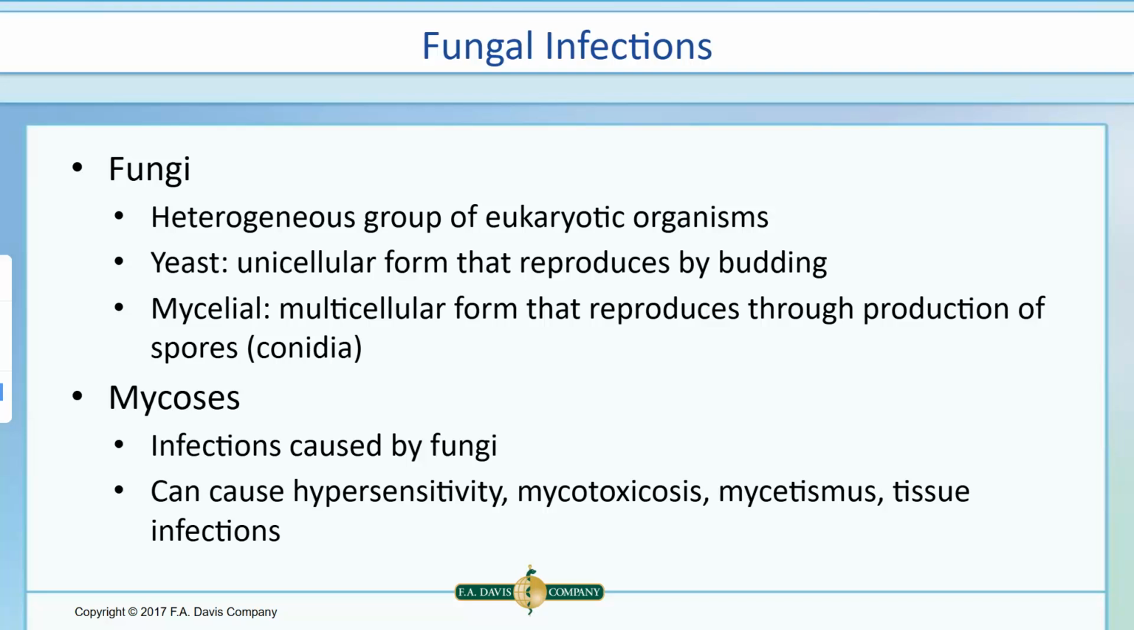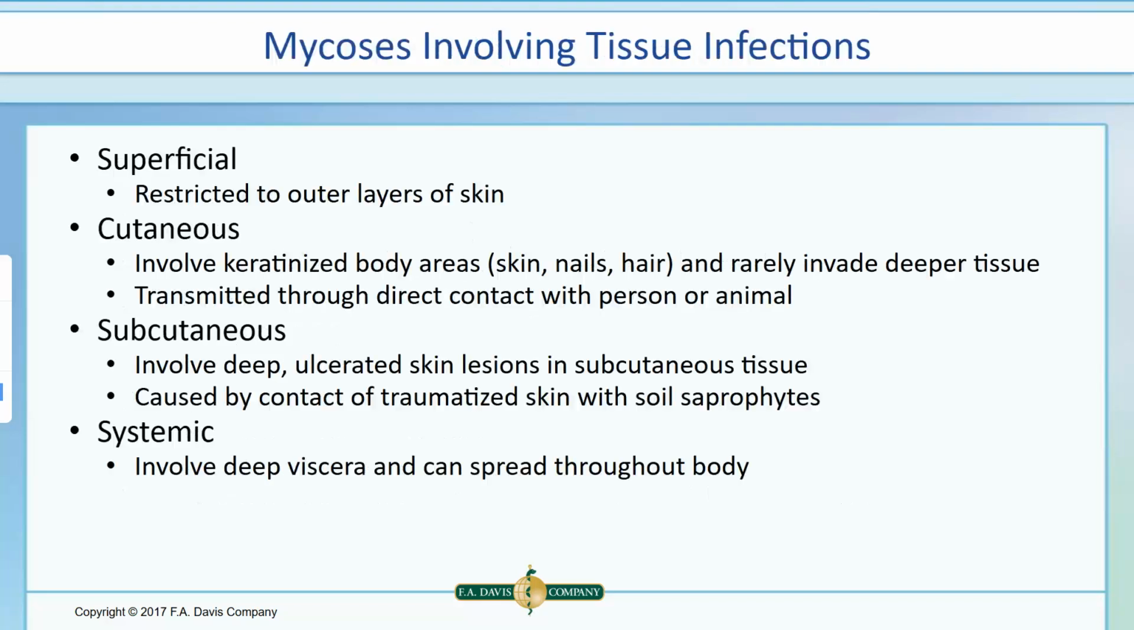They can cause hypersensitivity, a type of allergic reaction or immune overreaction, mycotoxicosis, mycetismus, and tissue infections. Mycoses involving tissue infections can be superficial, cutaneous, subcutaneous, or systemic. Superficial are restricted to the outer layers of the skin. Cutaneous involve keratinized body areas. Subcutaneous involve deep ulcerated skin lesions in subcutaneous tissue. And systemic would be deep viscera and can spread throughout the body.